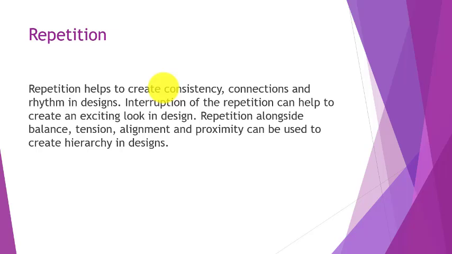So let's move on. Repetition. Repetition helps to create consistency, connections, and rhythm in designs. Interruption of the repetition can help to create an exciting look in design. Repetition alongside balance, tension. Tension is just the opposite of balance, and when it's not balanced, then it is tensed. So repetition alongside balance, tension, alignment, and proximity can be used to create hierarchy in designs. I love this. It helps us to create consistency, connections, and rhythm. Then we can as well interrupt it to create an exciting look.